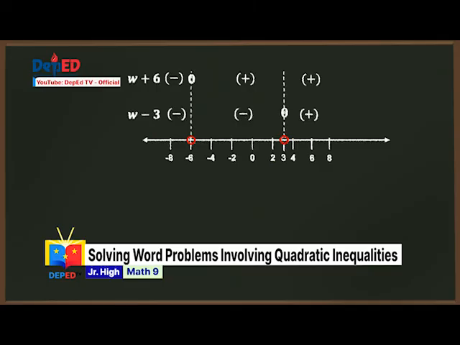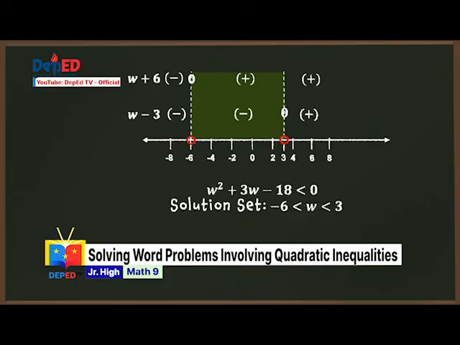Now, where on the graph do we see that the signs of the values of the two factors are different? Only in the region where -6 is less than w and w is less than 3. Hence, this will already be the solution set for the inequality w squared plus 3w minus 18 is less than 0. Written in interval notation, the solution can be expressed by the open interval containing the boundaries -6 and 3.